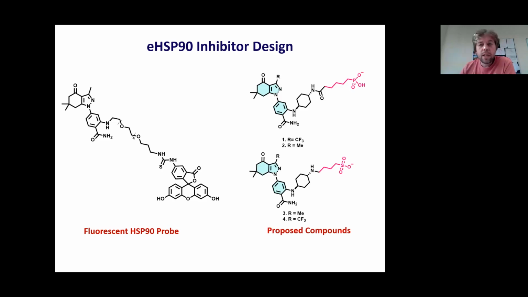So we used this information to design 4 compounds. We retained our SNX pharmacophore and we tethered to a phosphate or sulfate alkyl chain. And the lengths of these chains were really dependent on what was commercially available at the time. We also did some in silico work.